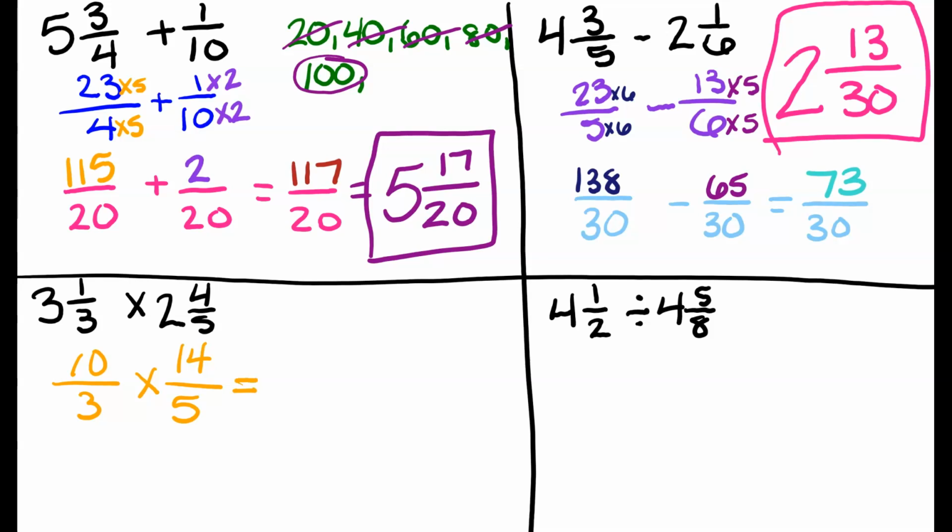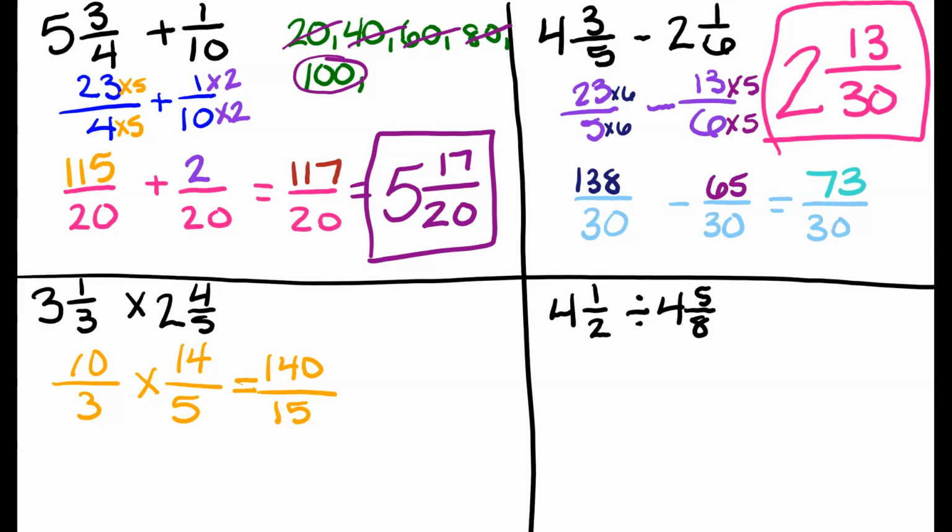And I can multiply straight across. 10 times 14 is 140. I know that because 1 times 14 is 14, and then we add a 0. And 3 times 5 is 15.